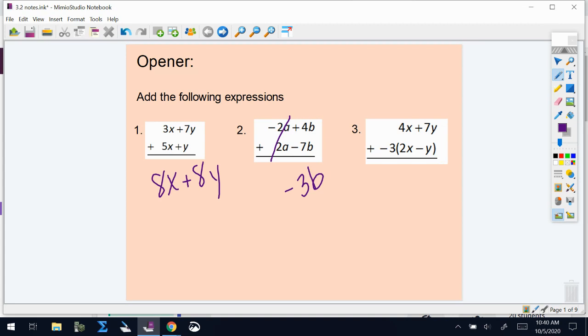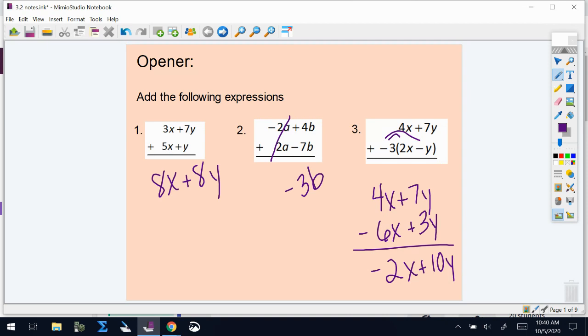The next one, you actually have to distribute before you can do your vertical addition. So I'm not going to do anything to the 4x plus 7y, that top expression. But I'm going to distribute the negative 3, so I get negative 6x and a positive 3y. Now I can add my columns together. 4x minus 6x is negative 2x, and 7y plus 3y is 10y. We're going to use that here in a bit.